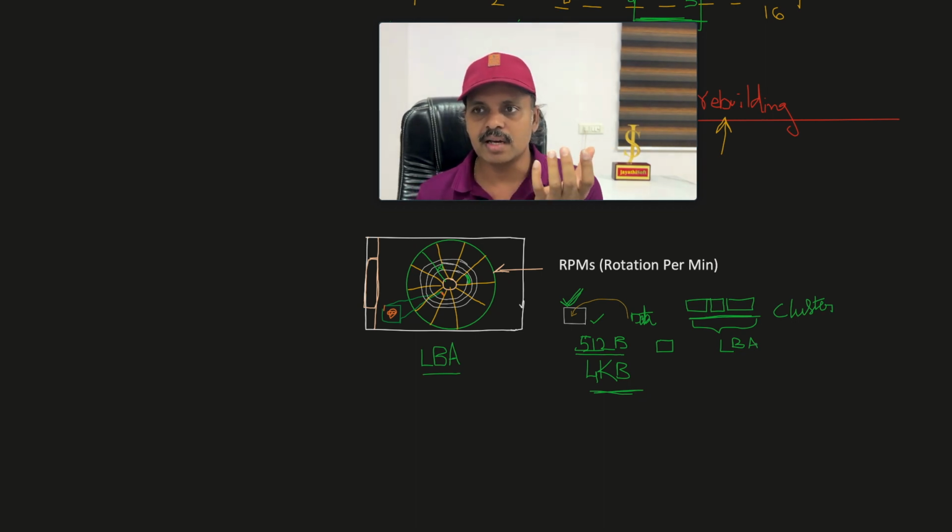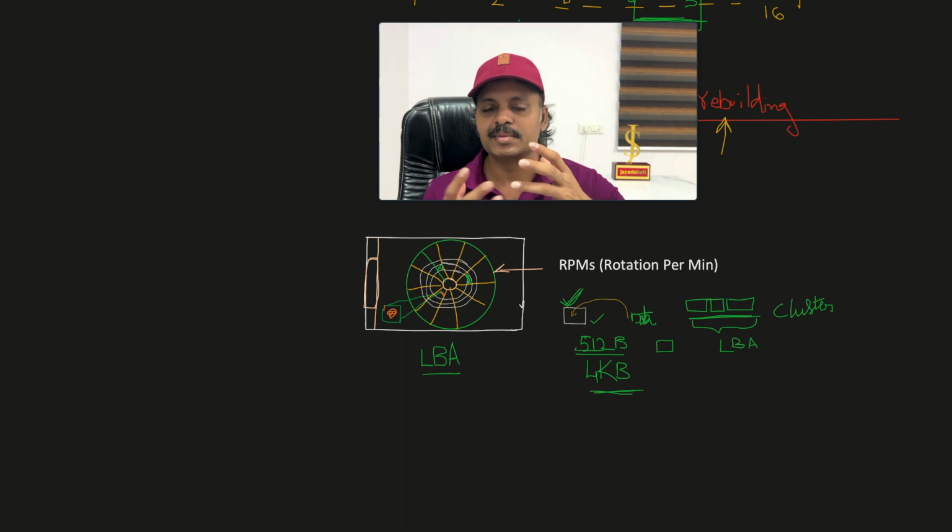Now let's try to understand. Let me ask you, I am visible, right? You are able to see me. Done. So if I am visible to you, then let me tell you.